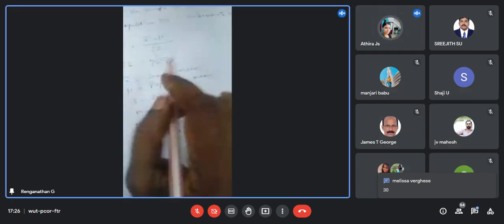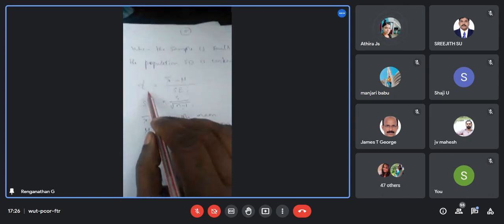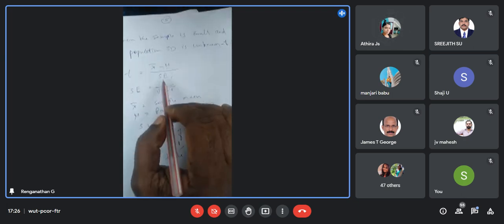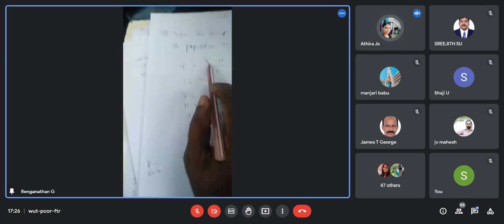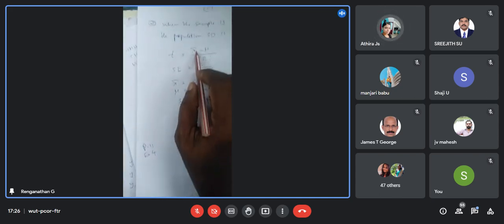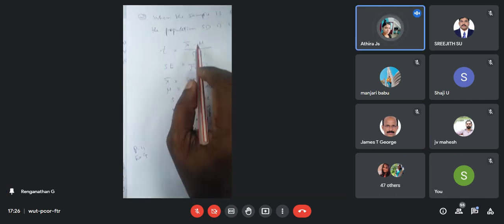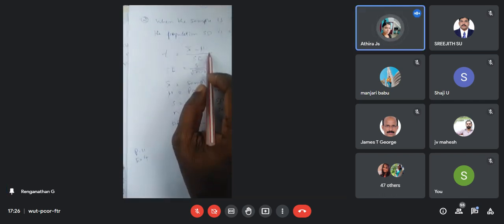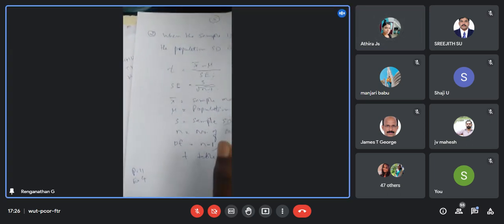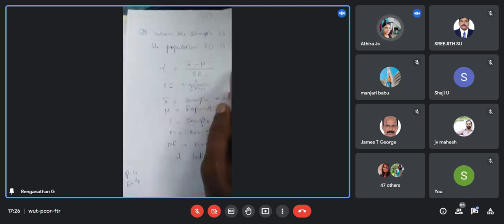If you got this standard error value, now apply it into this T formula. T is equal to mean minus mu divided by standard error. Mean means the sample mean. Sample mean here, in your question, is 1200, minus mu, which is 1300, right, divided by standard error. Then you will get a T value.